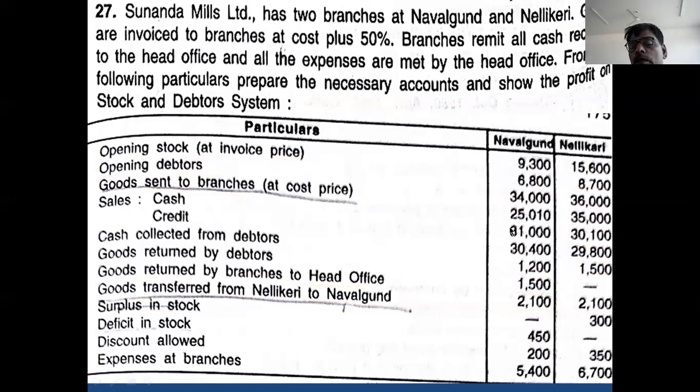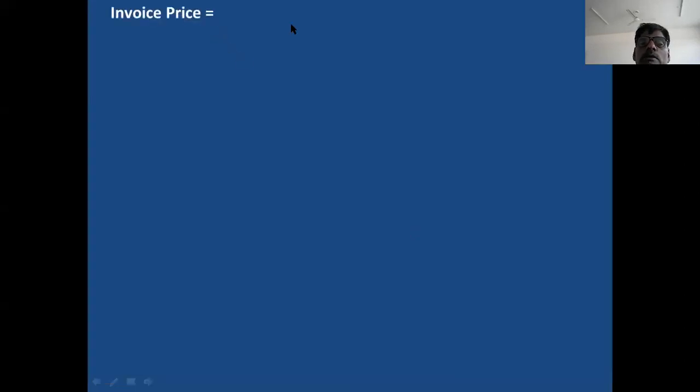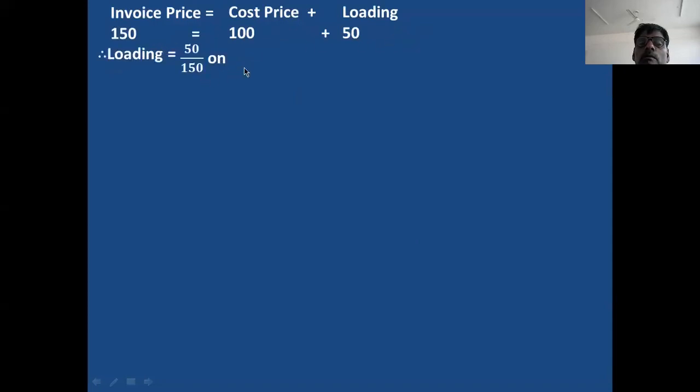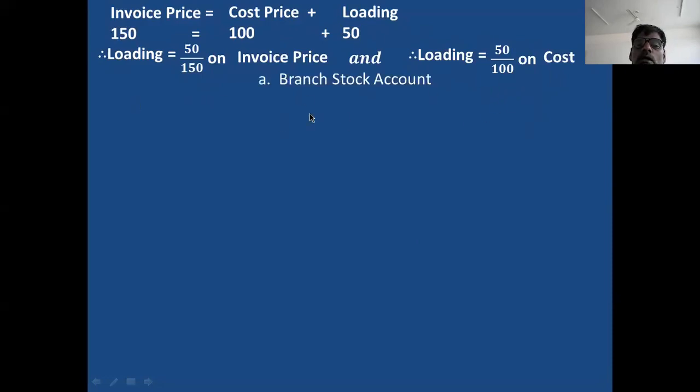The first problem is already completed. 9,300, this problem is already completed. Invoice price is equal to cost plus loading. Loading is 50, cost is 100, equal to 150. So loading is equal to 50 by 150 of invoice price. Loading is equal to 50 by 100 of cost. This equation you take and calculate loading on cost. So first I will take the first branch.